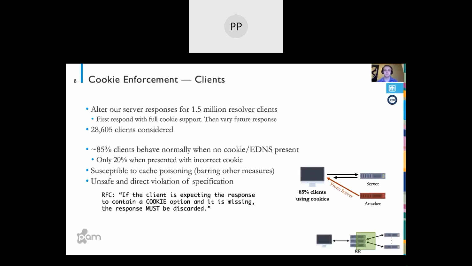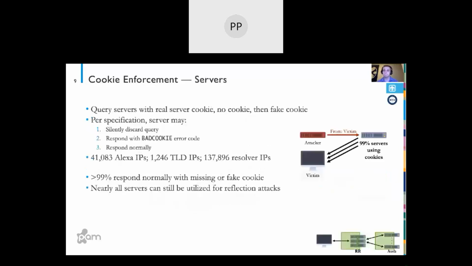What we found is that around 85% of clients behave normally when our server stopped including EDNS or stopped including cookies. However, only 20% would accept if we sent an incorrect client cookie. Only 20% would accept our message. So more than 80% of clients that use cookies are still susceptible to that cache poisoning attack that I mentioned at the beginning. The attacker can just send a spoofed response and clients will accept it, regardless of whether there's a cookie or not. To make matters worse, the RFC specifically states that they must discard these queries since they should be expecting our response to contain a cookie. So not only is this an unsafe practice, but it's also violating the RFC.